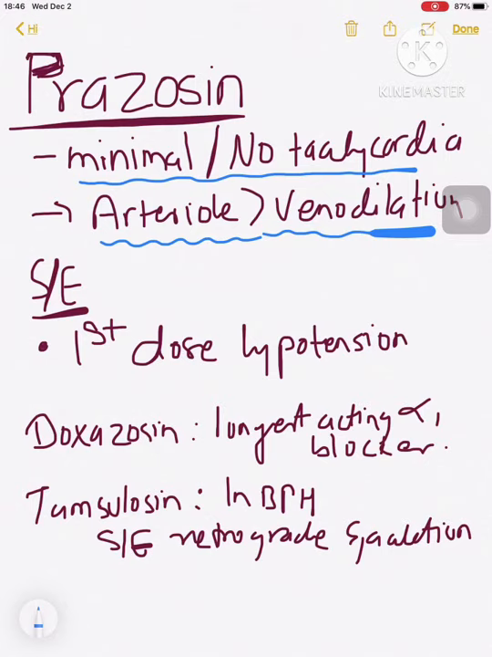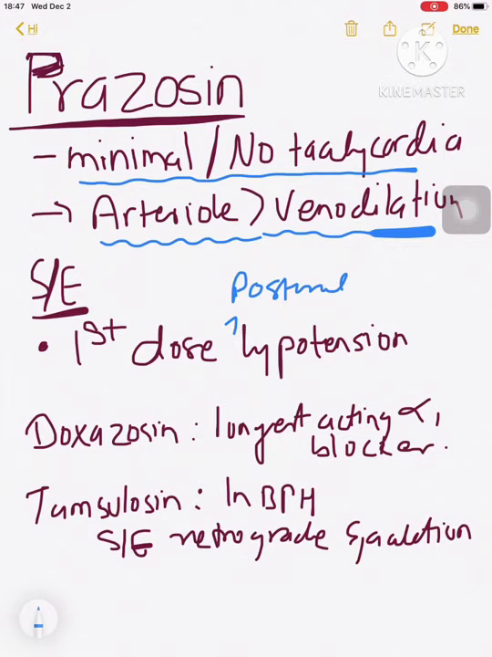Suppose you give prazosin to someone, and within 30 to 90 minutes they can have postural hypotension. This is first dose postural hypotension. So if you have to prescribe prazosin to a patient, you generally start with a low dose and gradually increase the dose, and it is better if you give this drug at bedtime.